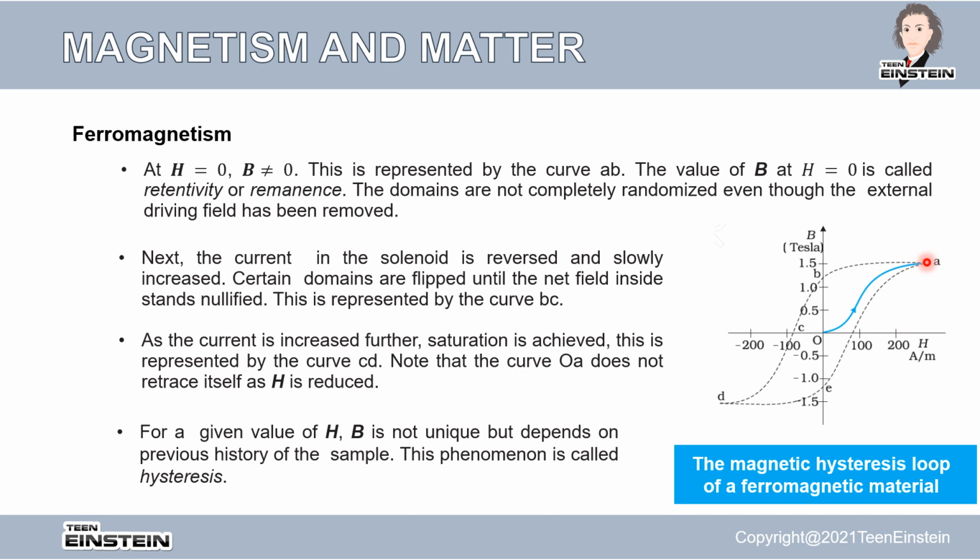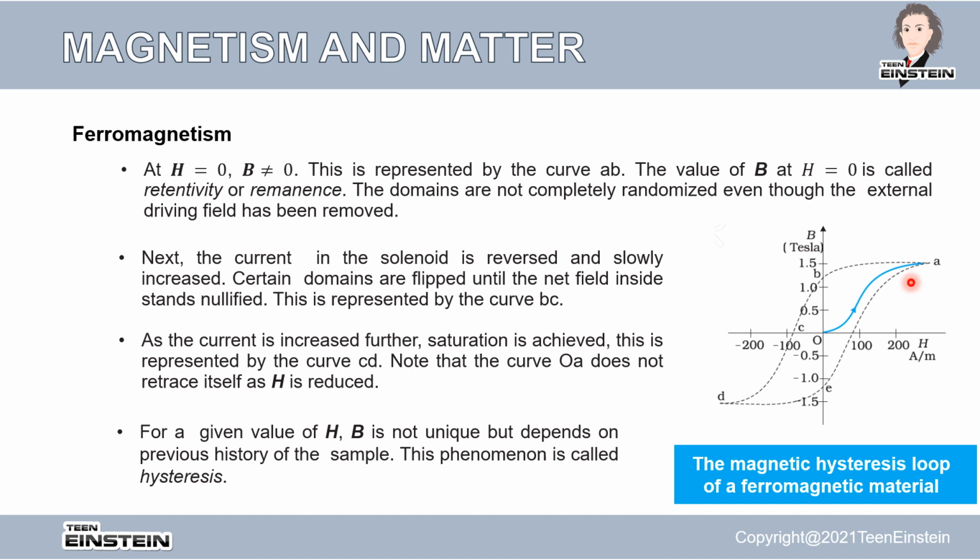So when you again make H equal to 0, but B is not equal to 0, it traces a path A to B. So the curve A to B is represented when H equals 0 and B is not equal to 0. The value of B at H equals 0 is called the retentivity or remanence. The domains are not completely randomized even though the external driving field has been removed.